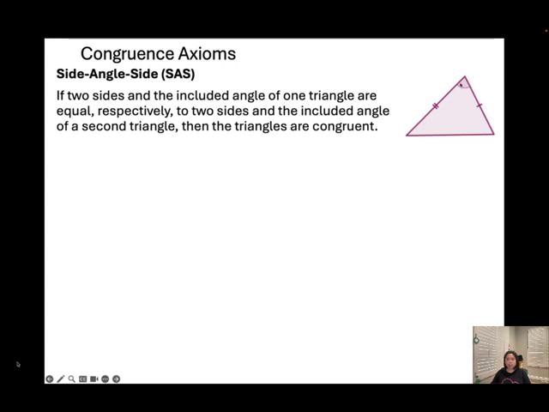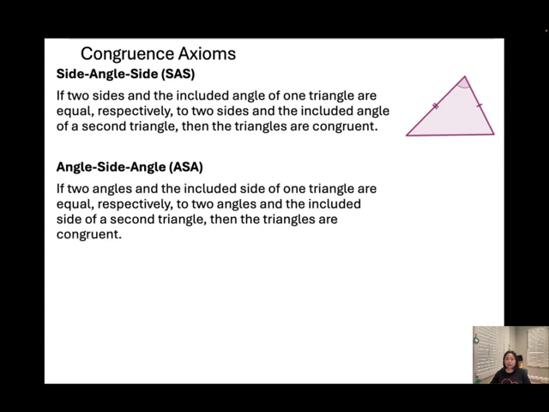The angle has to be in between these two sides. You can see one tick here and two ticks there, which means these two sides are not equal to each other. Another case is angle-side-angle. The picture looks like that. The side is in between these two different angles. If you have two triangles and you can find ASA, then you can tell the triangles are congruent.